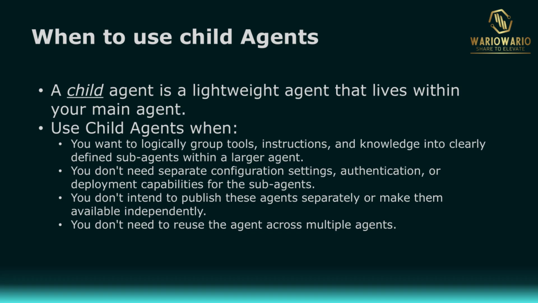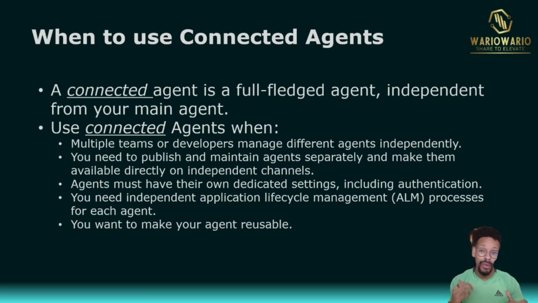You'd use child agents when you want to group tools, instructions, or knowledge into smaller, clearly defined pieces, all within your larger agent. They're perfect when you don't need separate authentication, complex deployment, or independent publishing. In other words, child agents are meant to stay inside. They aren't designed to be reused across multiple agents. So, whenever you need a simple, contained way to break your main agent into smaller helpers, that's when child agents shine. With child agents now explained, let's take a look at the connected agents and then we will jump into Copilot Studio and start building the whole architecture of the sales agent.